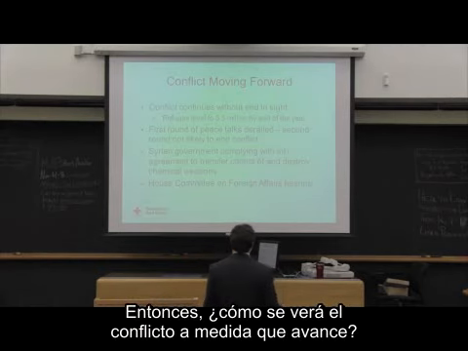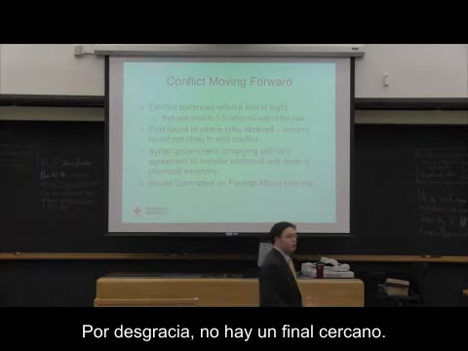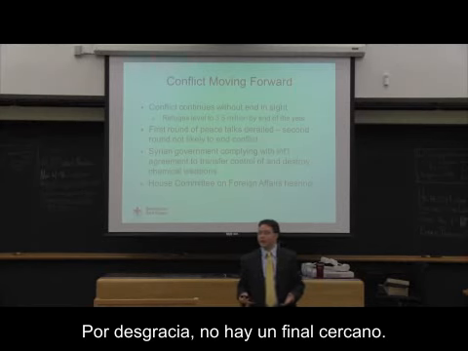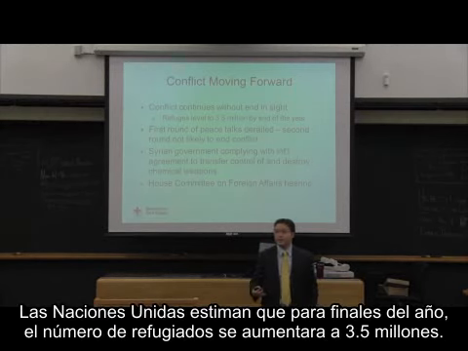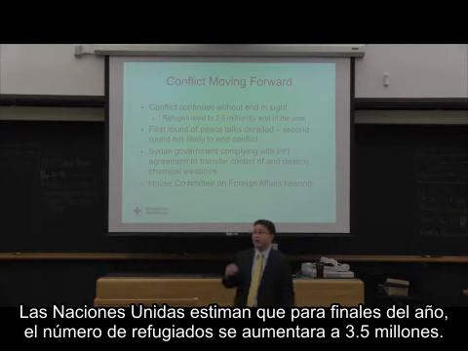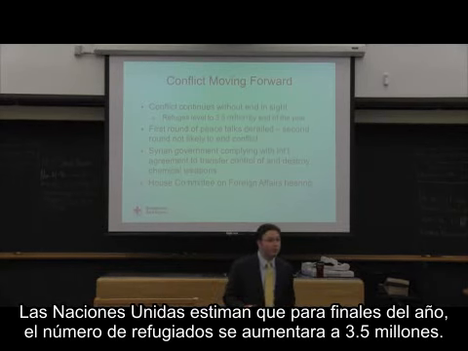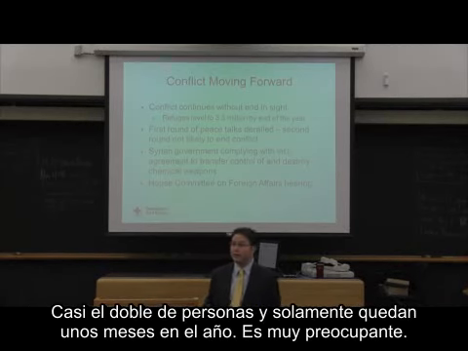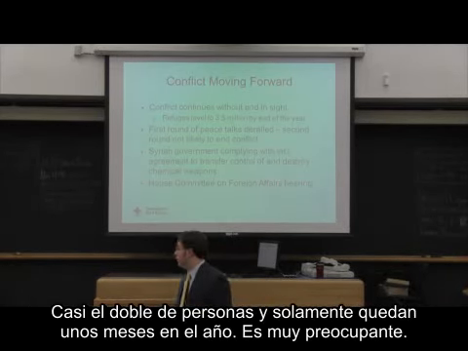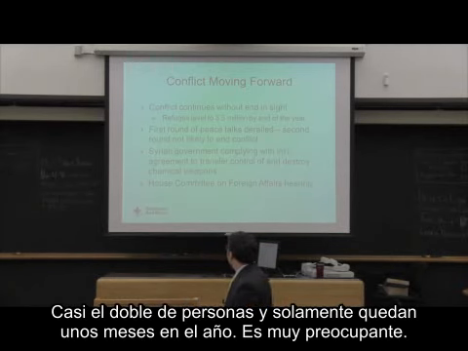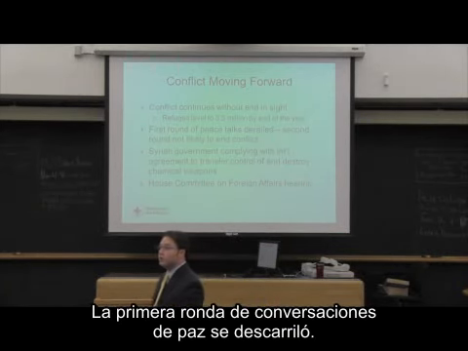So what does the conflict look like going forward? Well, unfortunately, there's no end in sight at this point. The United Nations estimates that by the end of the year, that refugee number could actually jump to 3.5 million people, so almost double. And there's only a couple months left in the year. That's very troubling.